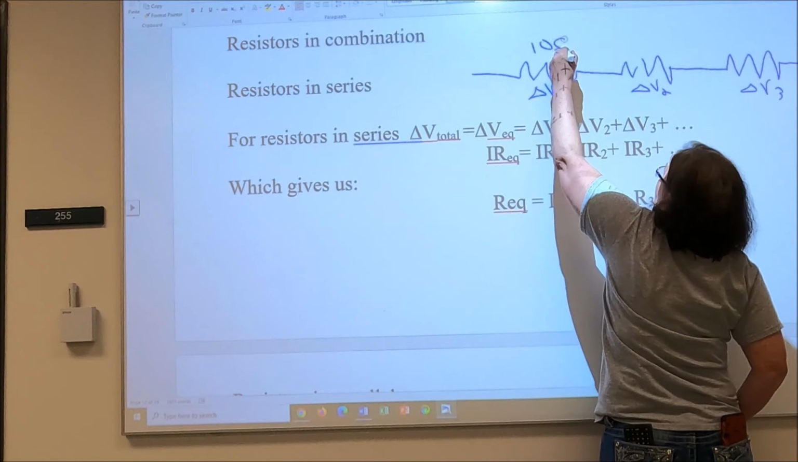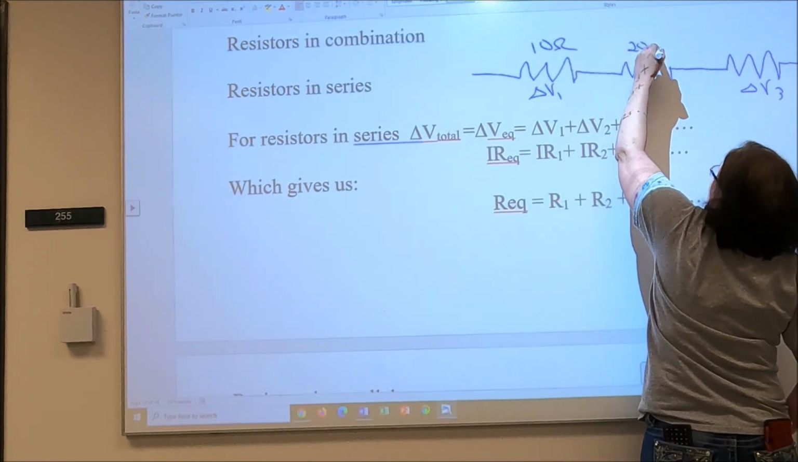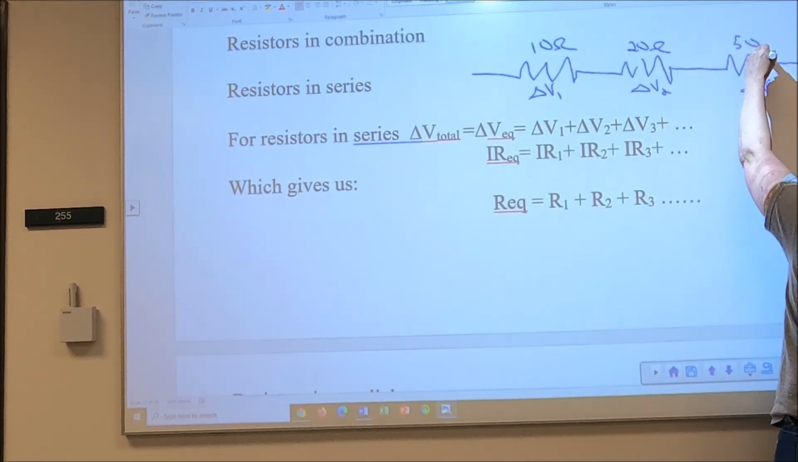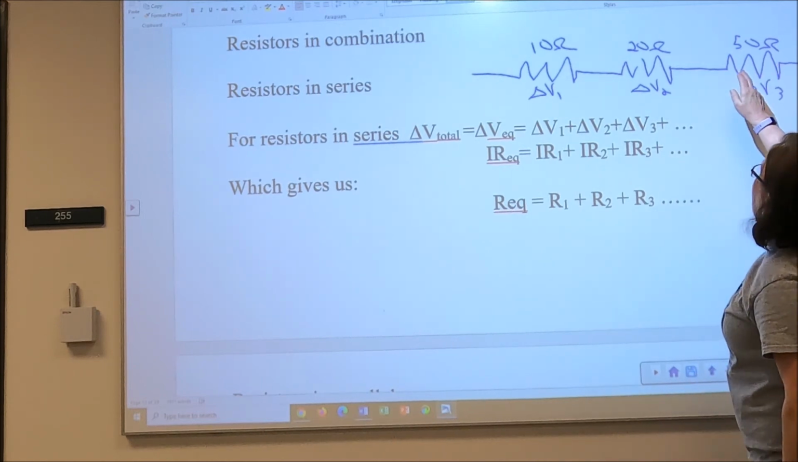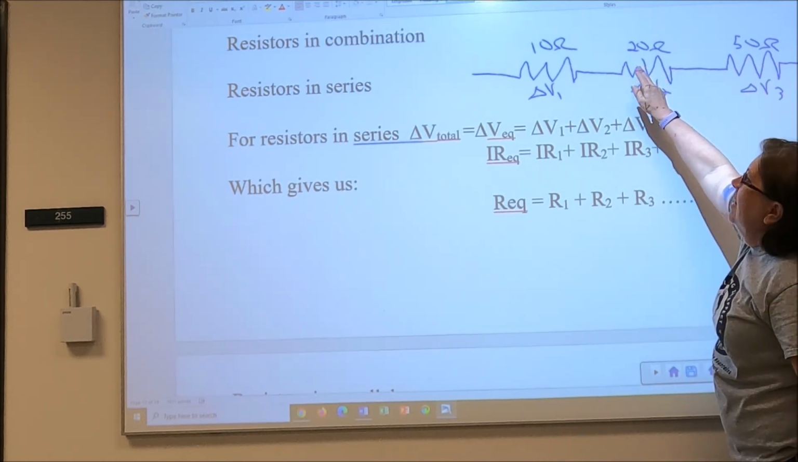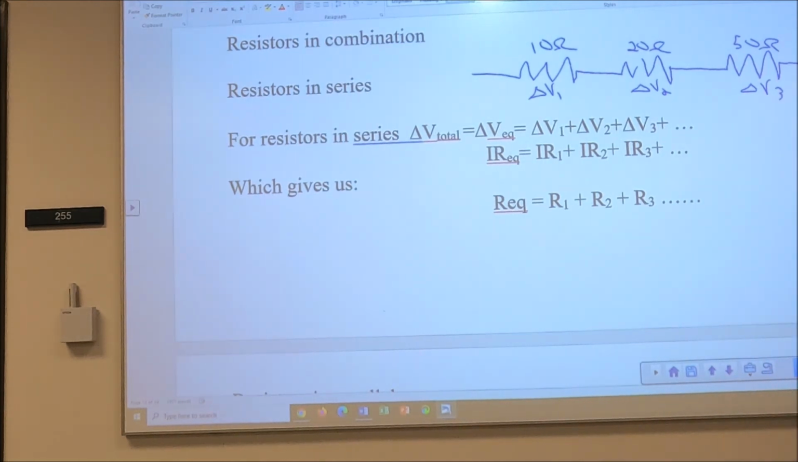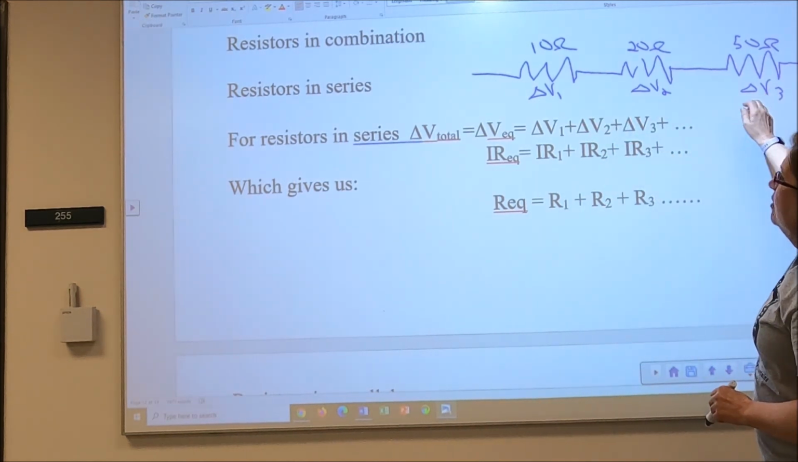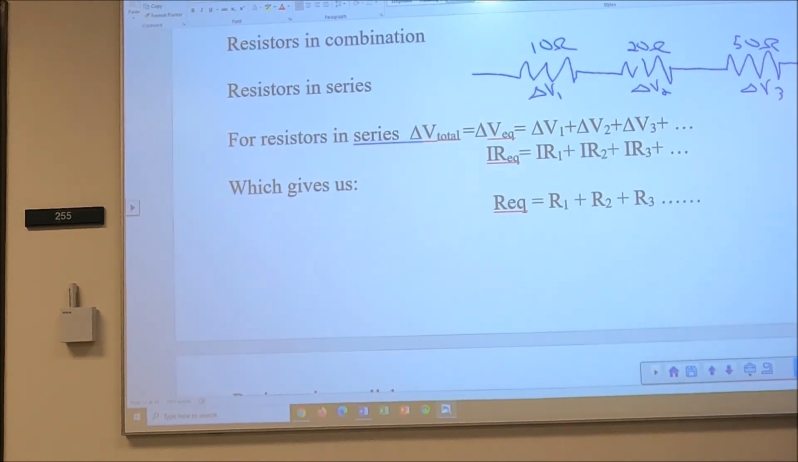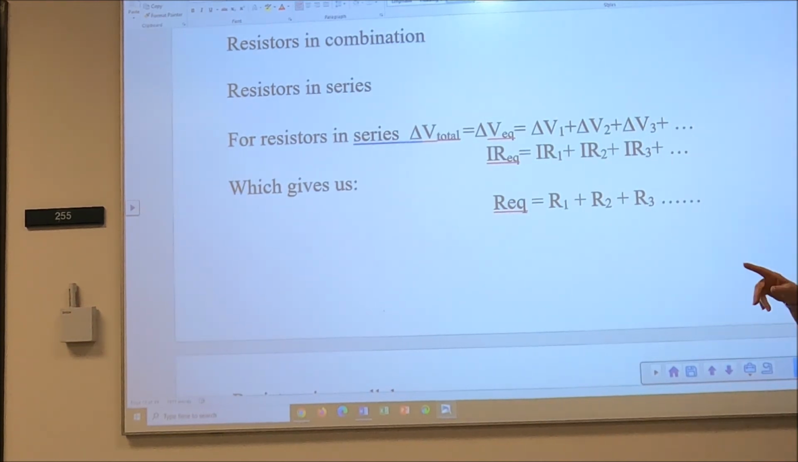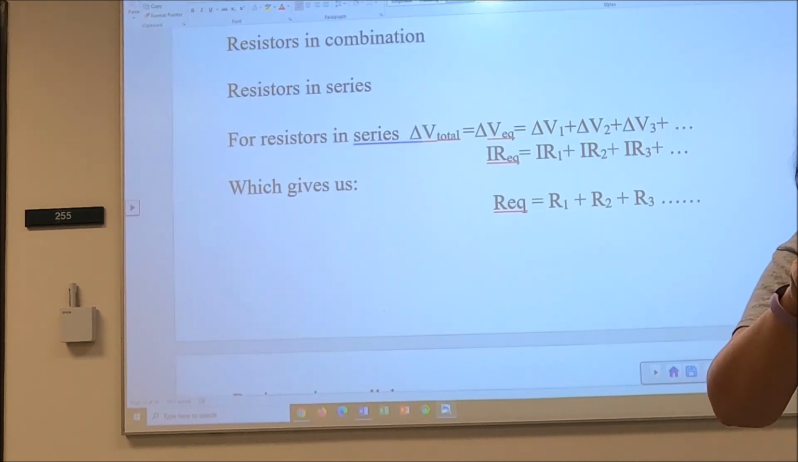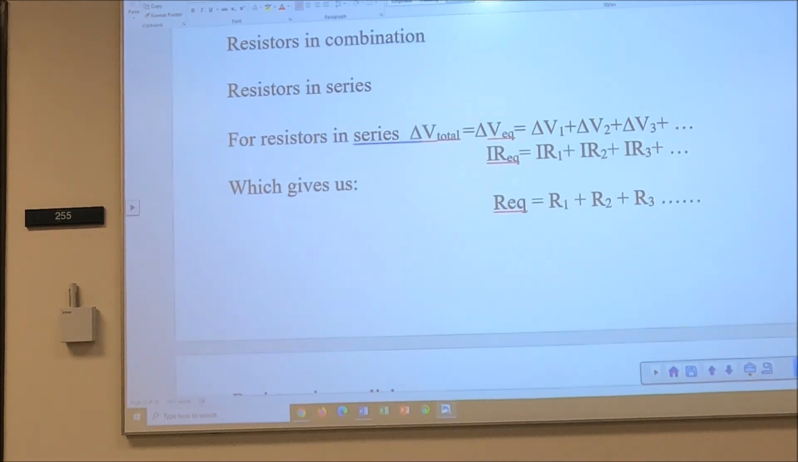So if this was a 10 ohm resistor, and this was a 20 ohm resistor, and this was a 50 ohm resistor, it'd be 50 plus 20, that's 70, plus 10, that's 80. For this combination, an 80 ohm resistor could replace all of those. So when they're in series, you just add the resistors up. Resistors in series are like capacitors in parallel.